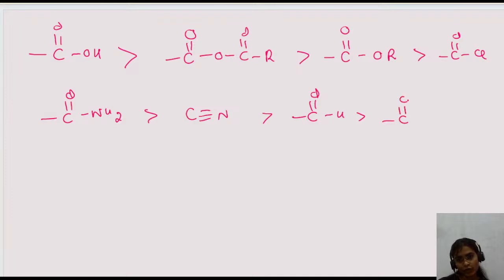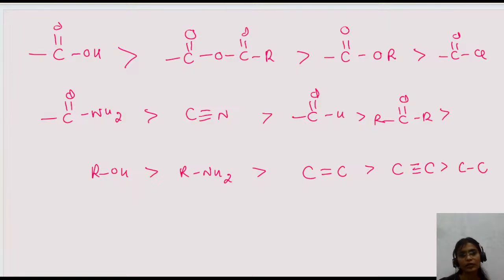and then ketone, and then alcohol, then amine, then carbon double bond alkene, then carbon triple bond, and then carbon single bond.